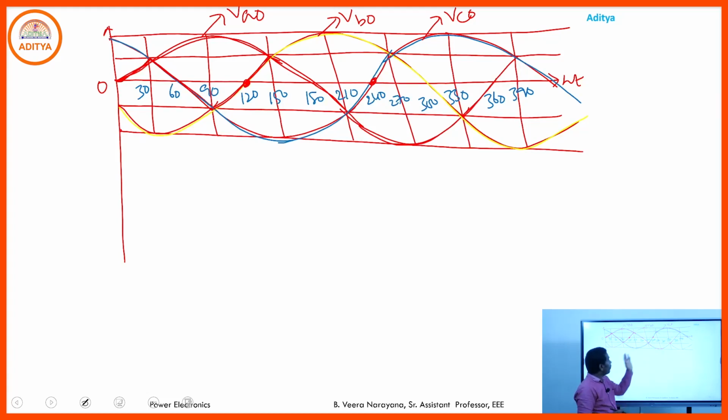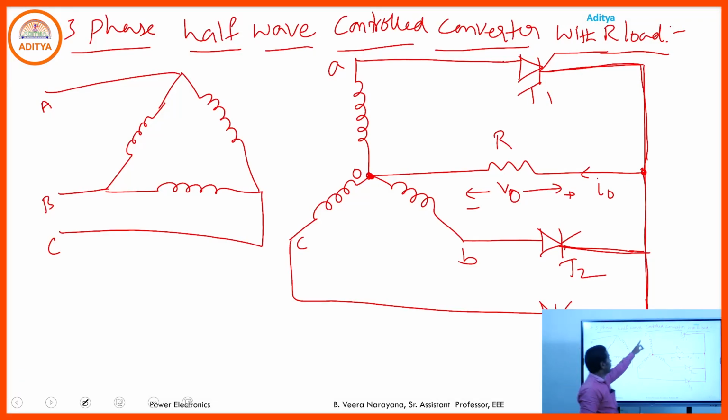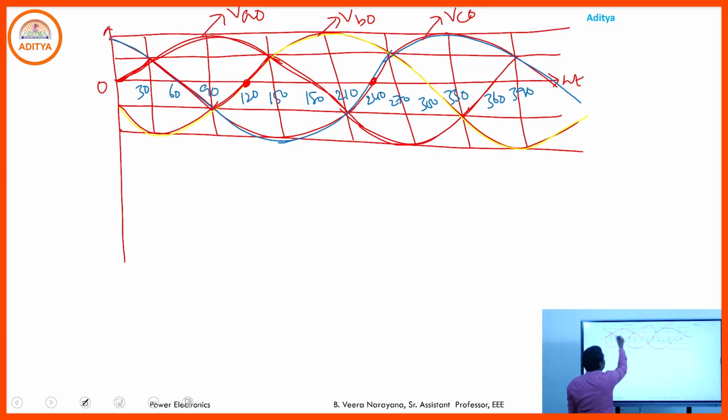At any instant, out of these three phases, the one which is more positive, the corresponding thyristor comes to the forward biasing mode. Here we have the three phases, phase A, phase B, phase C. Phase A is given to the first thyristor, phase B to the second thyristor and phase C to the third thyristor. So here, from 30 to 150, which is more positive? This one. Phase A is more positive from 30 to 150.